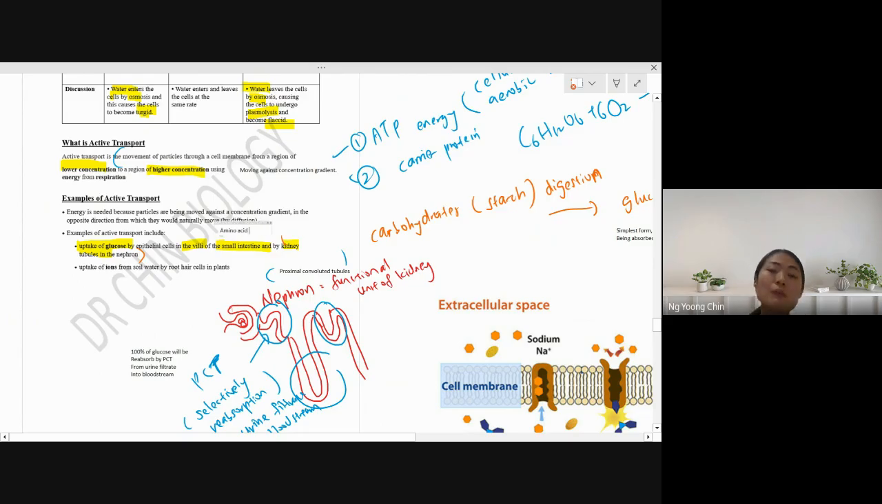So apart from glucose and amino acids, you also have the ions, right? Ions, for example, sodium ions and potassium ions. Those also use active transport.